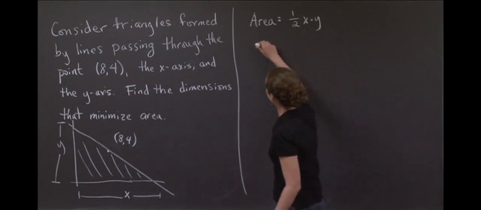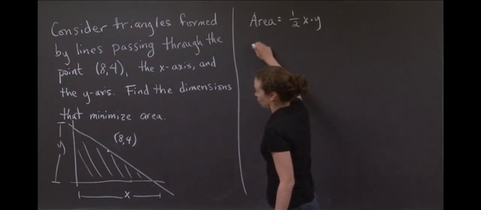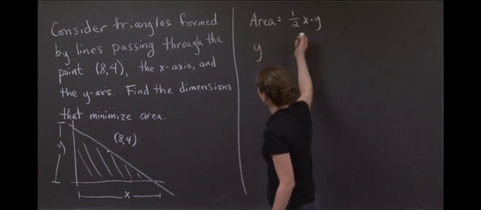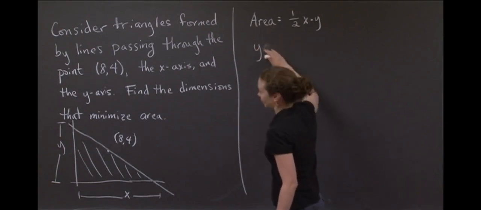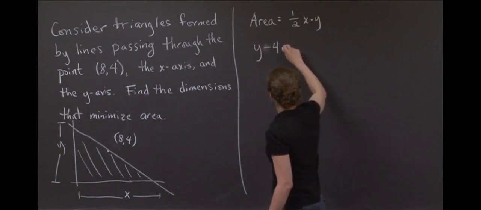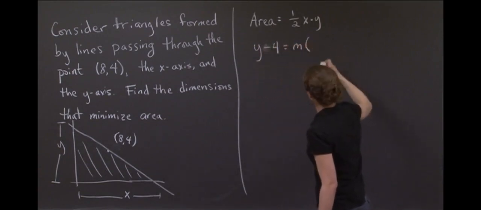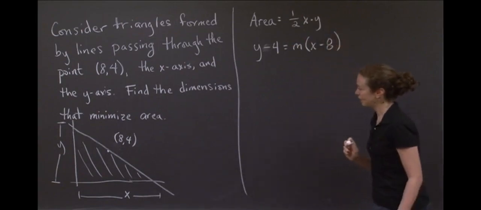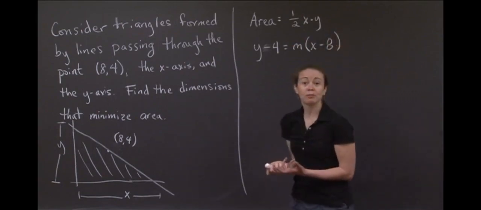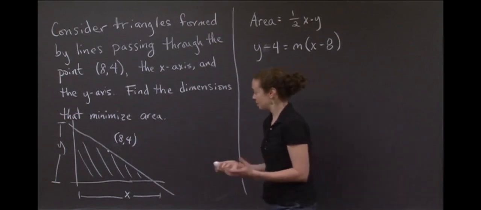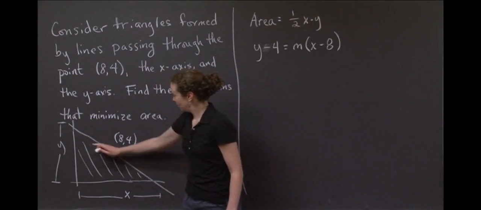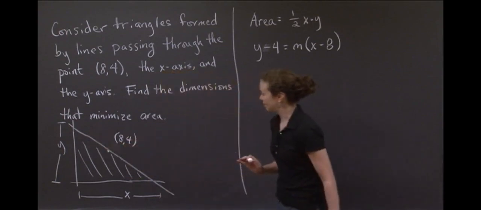Well, our line has to look like, ultimately, let's do the point slope form. y minus 4 is equal to m times x minus 8. Notice I couldn't pick what m was because the m completely determines the line. So hopefully that makes sense that you can see that.